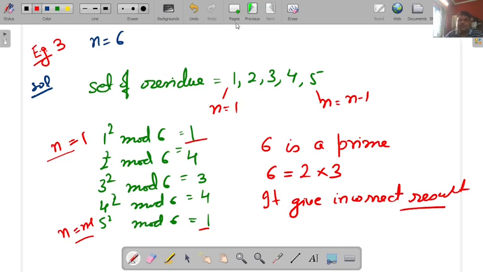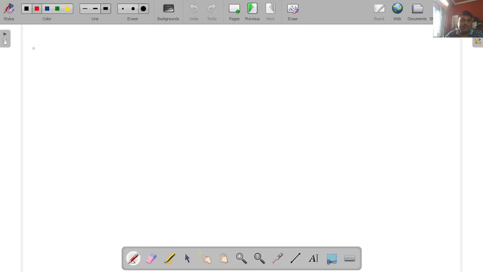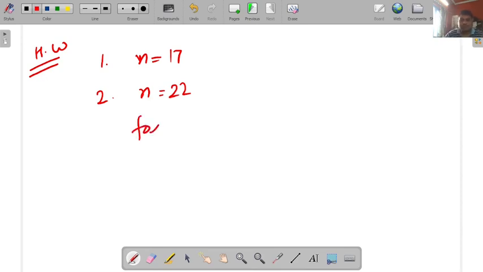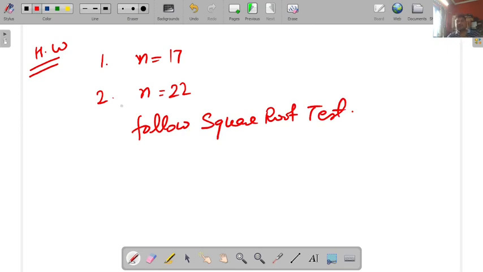For you people, I am giving some homework. Just write down your answer in the comment box. First, for n is equal to 17. Second, for n is equal to 22. Tell me whether each number is prime or composite with the help of the square root test. I am just waiting for your answers. Reply in the comment box.